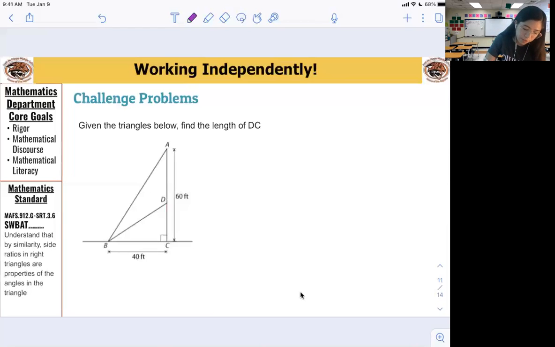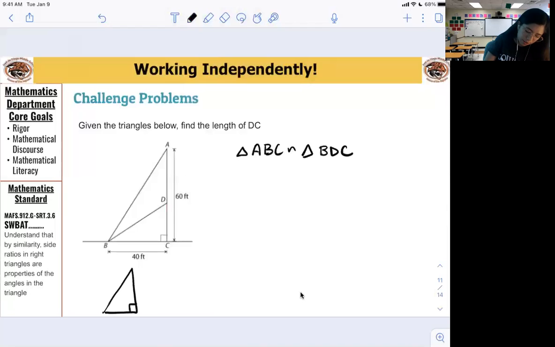Okay, so triangles are similar. But if I'm writing A, B, C, how would I write the other half of this statement? BDC. So be careful with that. Okay, so triangle ABC is similar to BDC. So what I'm going to do is redraw these triangles and make them face the same way because it's just easier to see it that way.